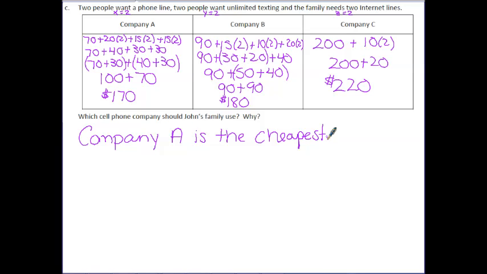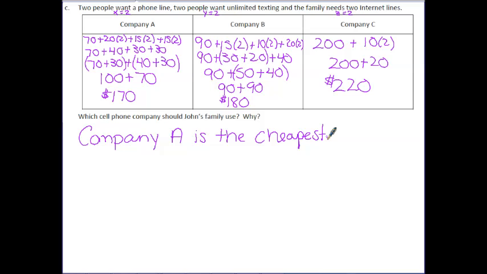So take a look at this solution. Notice that I have used the commutative and associative property throughout to help me add my numbers together easier. We found that company A in this scenario cost $170, company B $180, and company C $220.